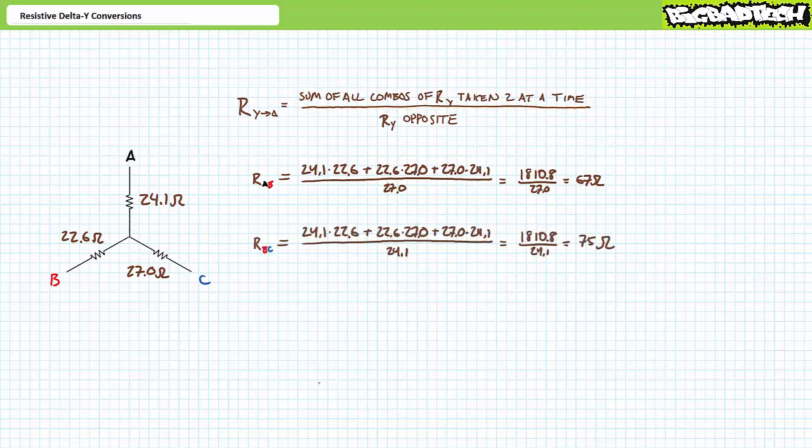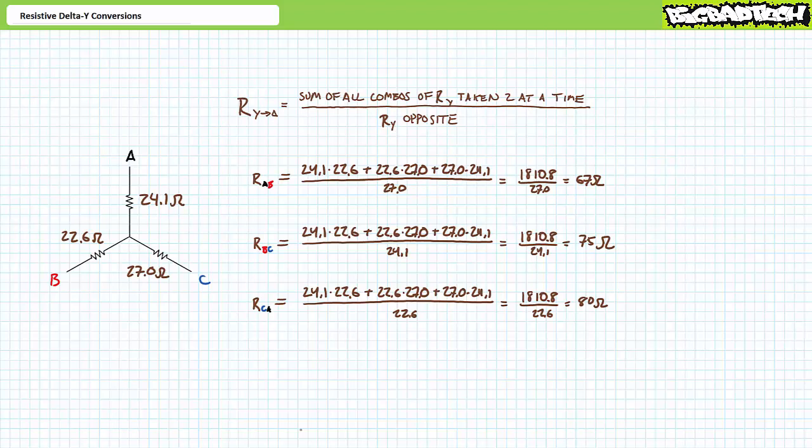To solve for delta resistance RBC, take the previously calculated numerator divided by the opposite Y resistance, in this case R1. Our formula suggests RBC is 75 ohms. Finally, to solve for delta resistance RCA, take the previously calculated numerator and divide it by the opposite Y resistance, in this case R2. Our formula suggests that RCA is 80 ohms.